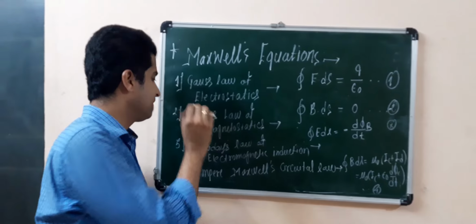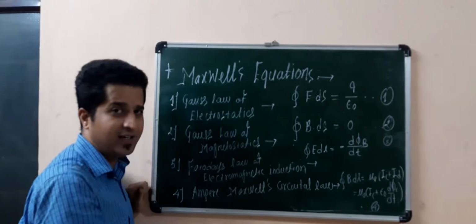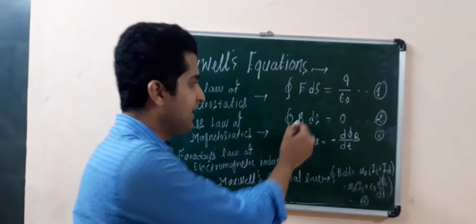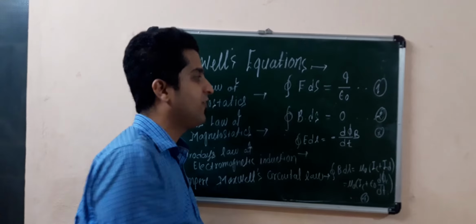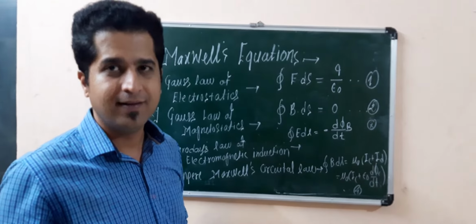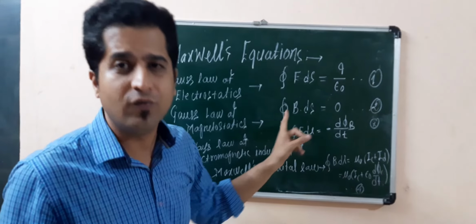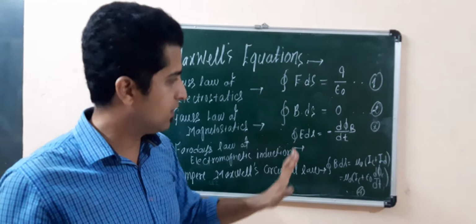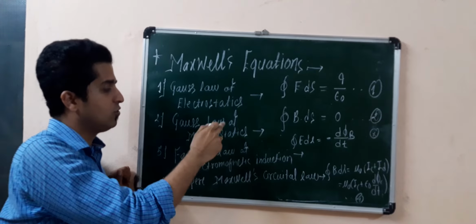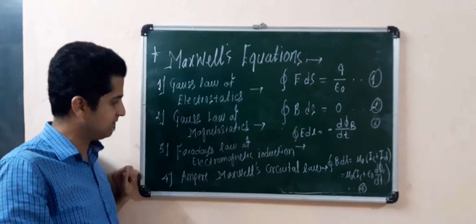Now the second equation of Maxwell is based on Gauss's law of magnetostatics. According to this law, the net magnetic flux for any closed surface is equal to 0. That is, for any closed surface, the total magnetic flux is always 0. So it is known as the second law, the Gauss law of magnetostatics. It is also known as Maxwell's second equation.